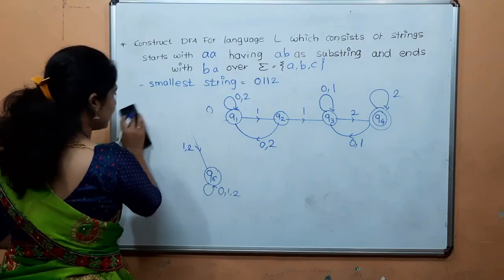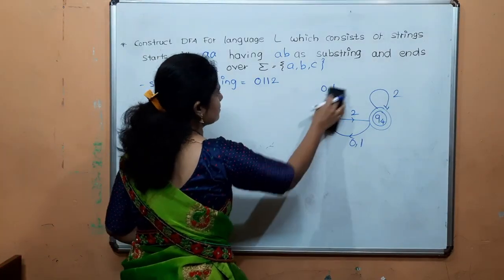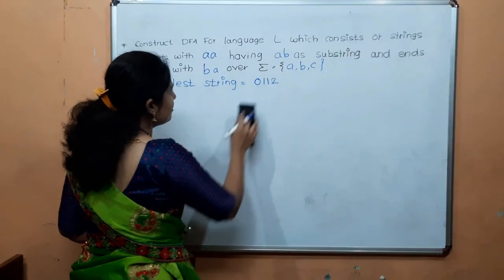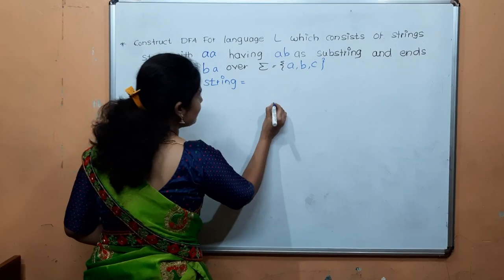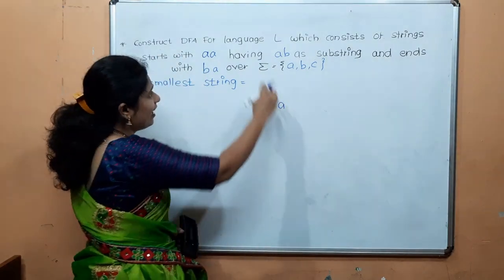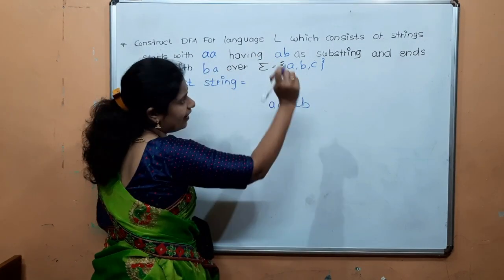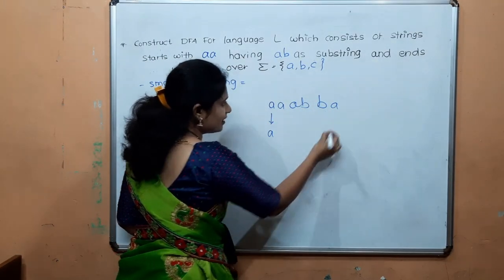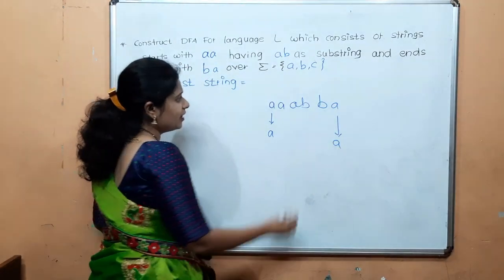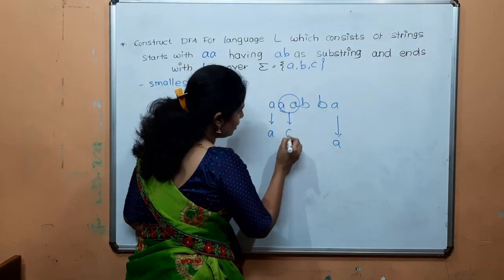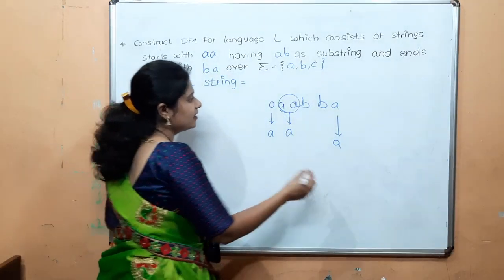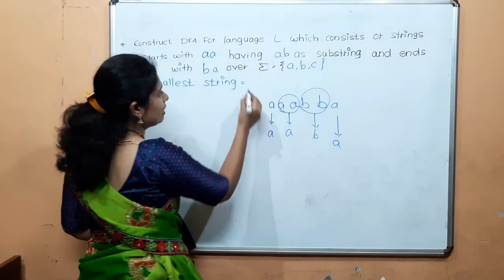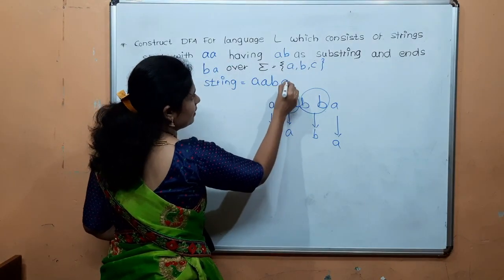Now see here, the smallest string. The condition is that it starts with AA, has AB as a substring, and ends with BA. From this, write A as it is. In these two A's we can select only one A. In these two B's we can take only one B. So the smallest string will be ABA.